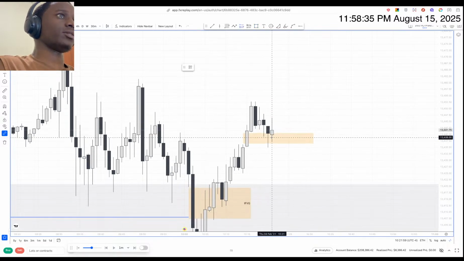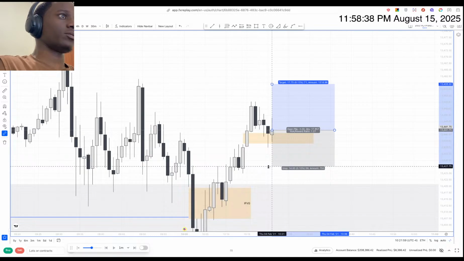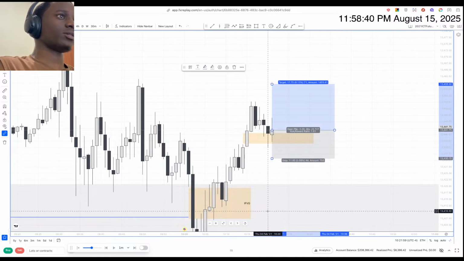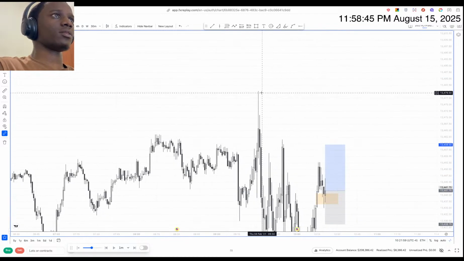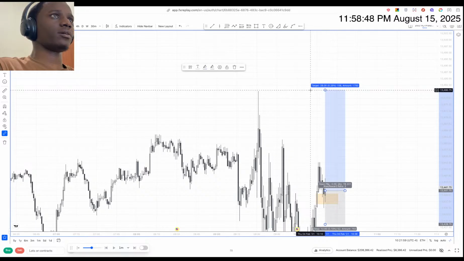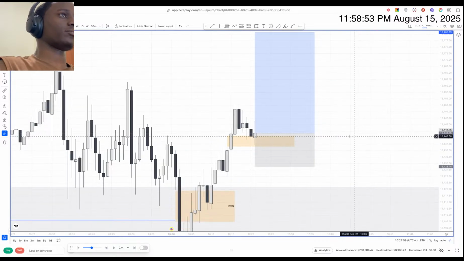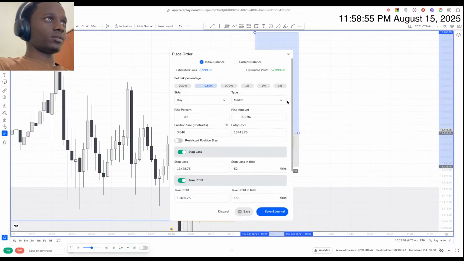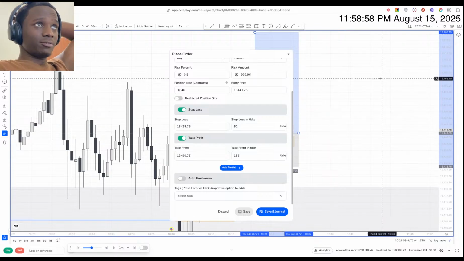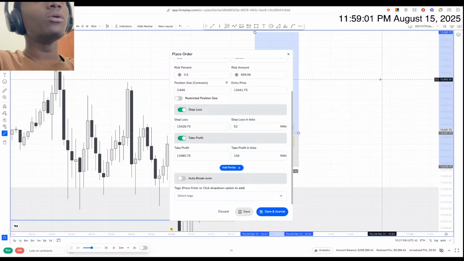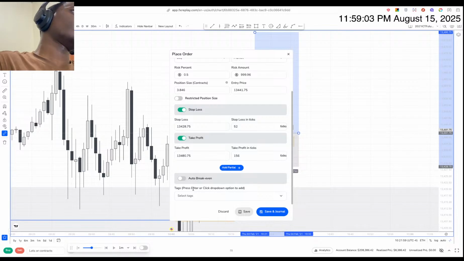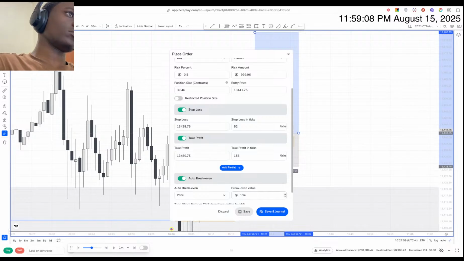So I'd like to place an entry here. Stop below this or somewhere between this candle like that, and I target this and higher, and continue higher as well. So this will be my trade. Auto break even once we reach 13.462. There we go, break even.